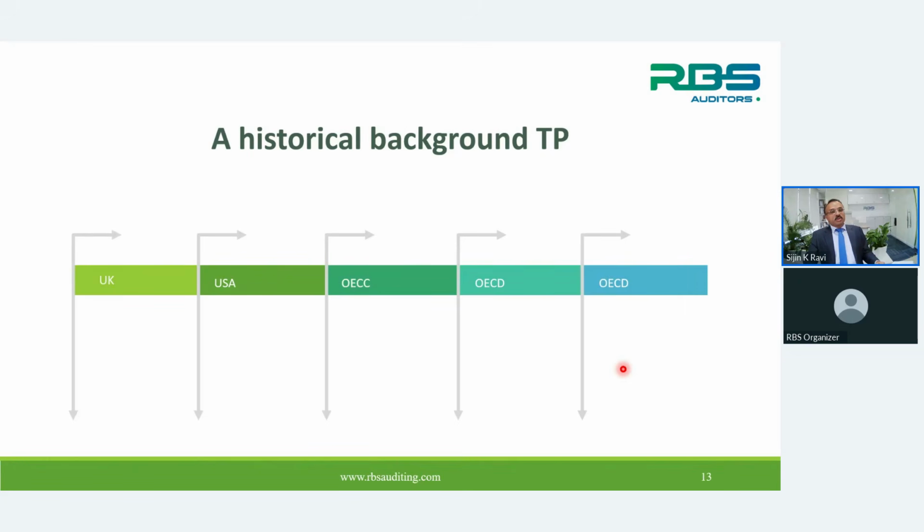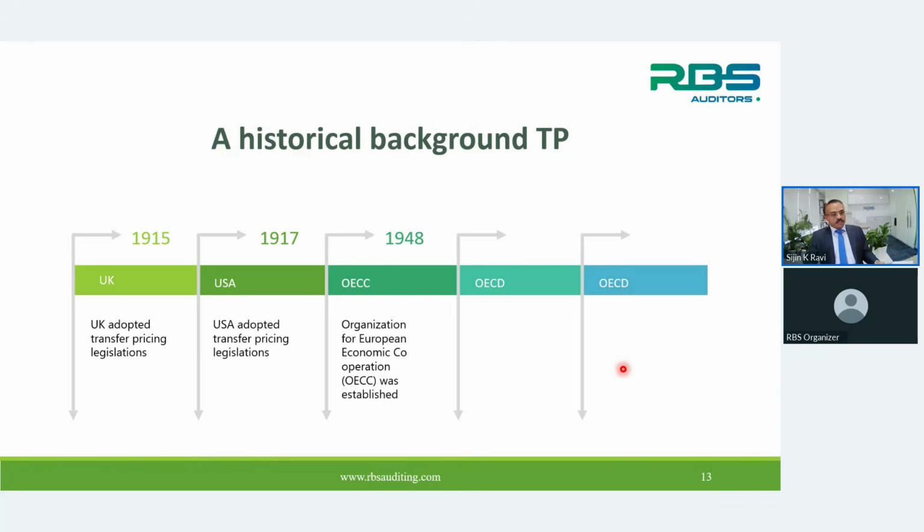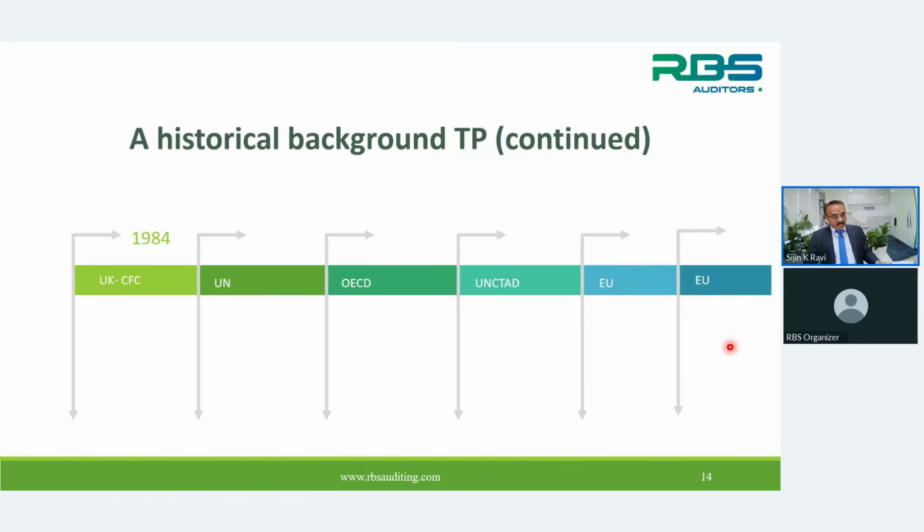Let's see a historical background of TP. Way back in 1915, the UK adopted the transfer pricing legislation. After that, in 1970, the USA adopted. And in 1948, the OEEC, Organization for European Economic Cooperation, was established. In 1961, that name was changed to OECD, Organization for Economic Cooperation and Development. Then a report on transfer pricing was issued by the OECD, 1979 to 1984. Then in 1984, the UK CFC rules were adopted.